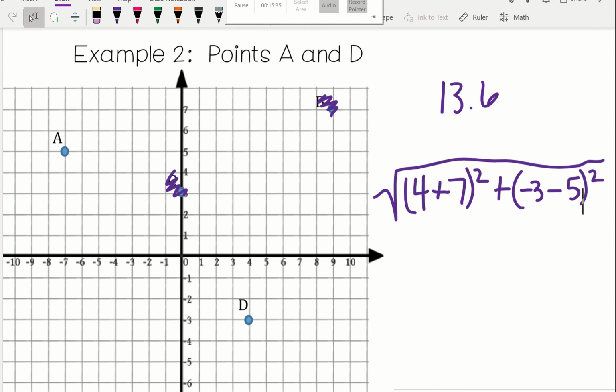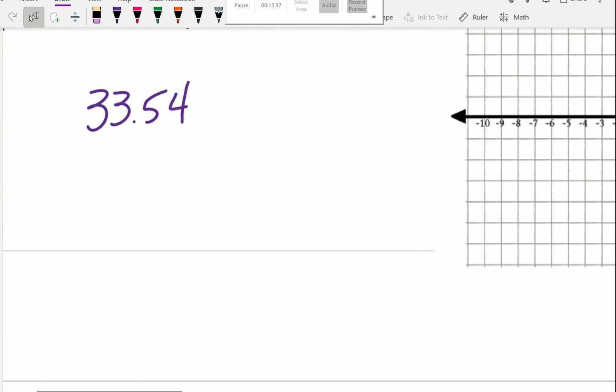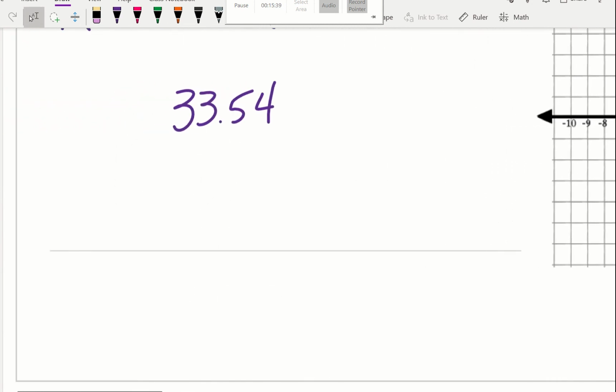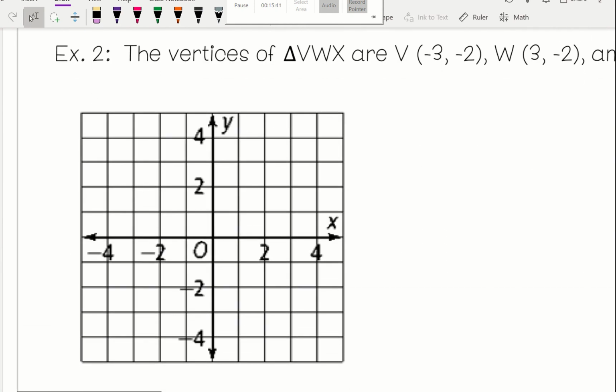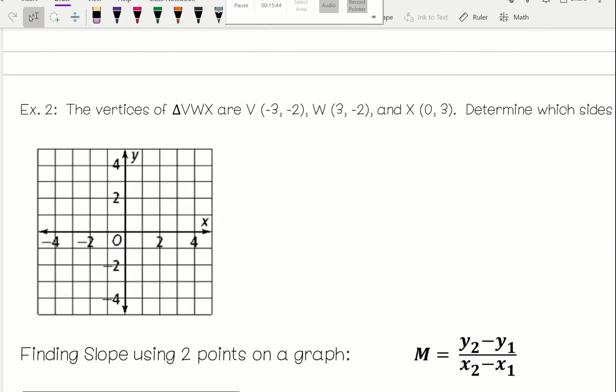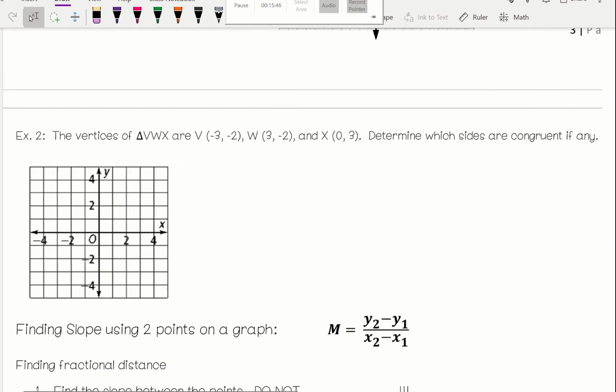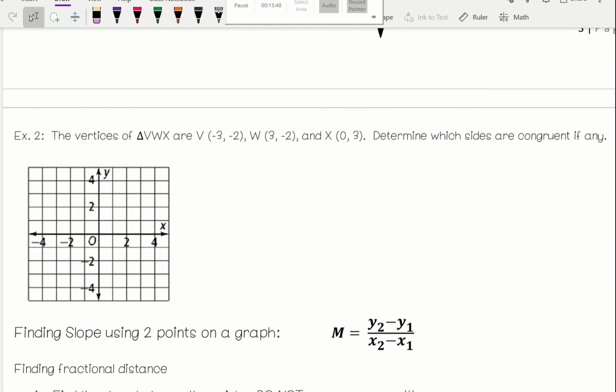Okay. We're going to skip the second example too, on the second page for now. But let's just talk about it. If you put the vertices of a triangle on a graph and you're trying to determine which, if any, sides are congruent, are you looking for distance or midpoint?